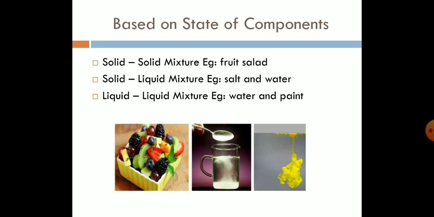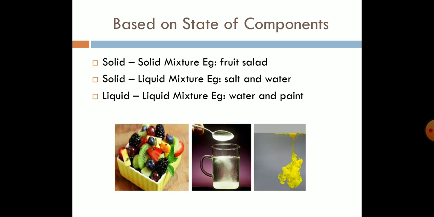Now coming to the types of mixtures based on the state of the components. We know solid, liquid and gas are the three states of matter. When a solid is mixed with a solid, it is one type of mixture. When a solid is mixed with a liquid, this is another type of mixture. And then a liquid and liquid mixture. These are the three types of mixtures. There are more types, but in 7th standard we are learning only about these three.